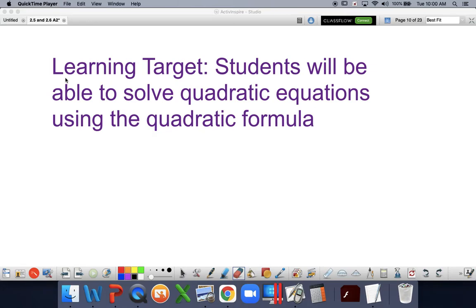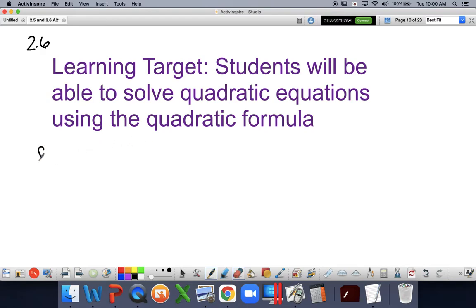Today we're going to be finishing up Unit 2 with our lecture on 2.6, which is solving our quadratic equations using the quadratic formula. So at this point I want to go over a little bit of what we've done.